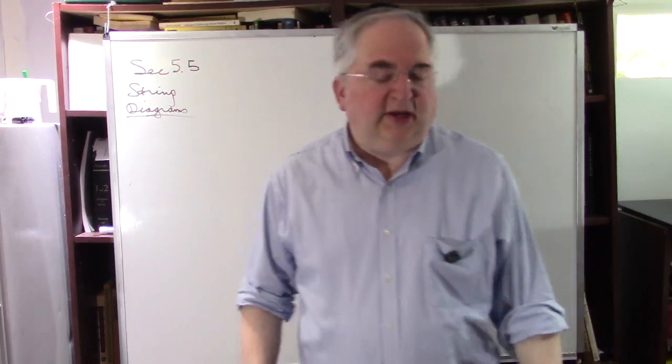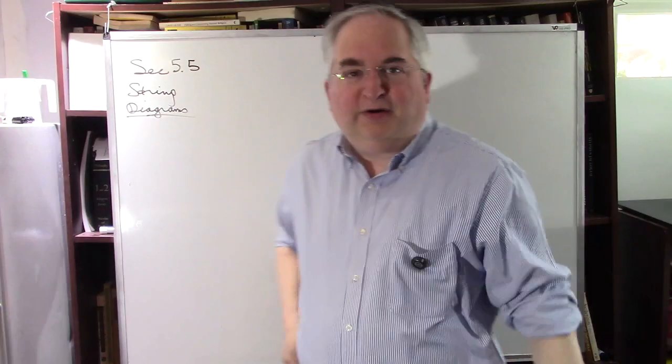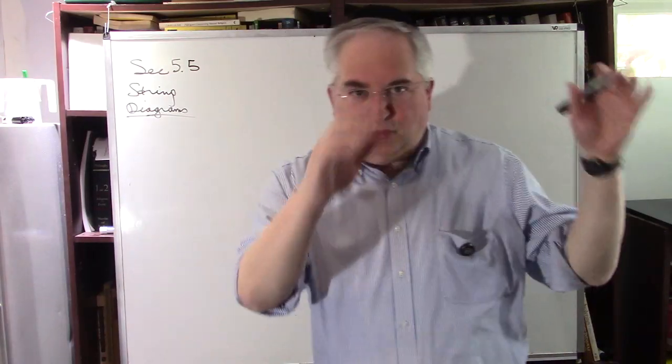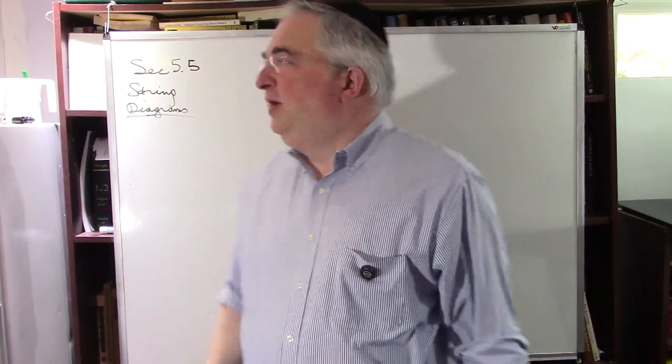Hi, this is Nastanowski, and we're continuing on our tour of monoidal category theory, and we're going through every single section of this book. Okay, we're up to section 5.5, which is about string diagrams.